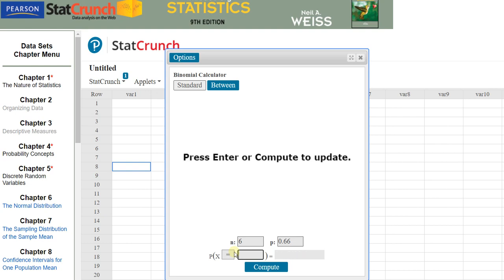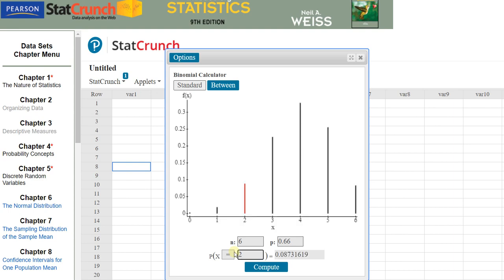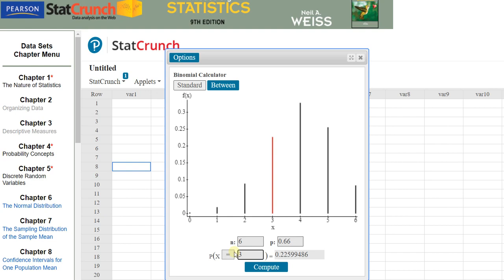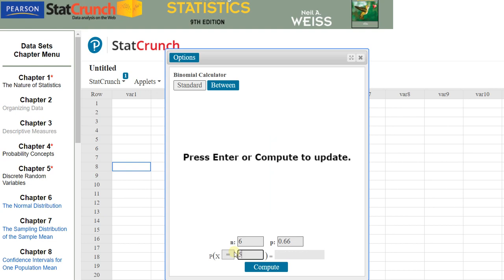Probability of 2, 0.0873. Probability of 3, we've already done that one. That's okay. Probability of 3 is 0.2260, rounded to the nearest ten-thousandth. Probability of 4, I just did that one earlier, not going to let that one slip by. That was 0.3290, for part B of the exercise.